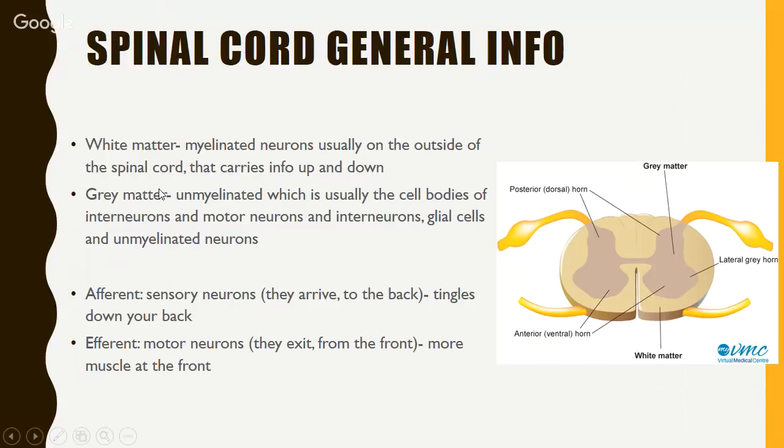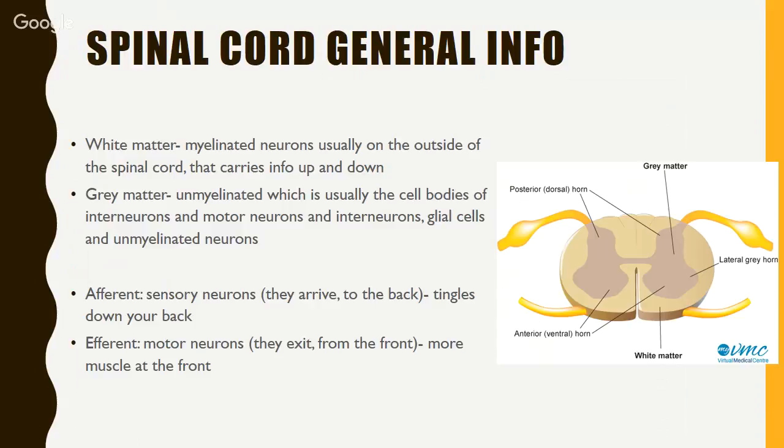White matter means myelinated. Gray matter means unmyelinated. Afferent and efferent: this is very important because from now on you'll almost only be talking about afferent and efferent nerves, so it's important to know what they are. Afferent are sensory neurons, and I remember them by they arrive to your body, and efferent are motor neurons, and they exit because they cause the movement.